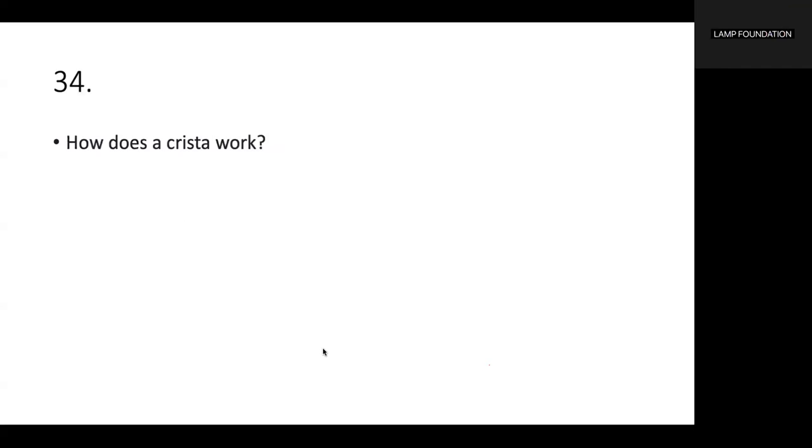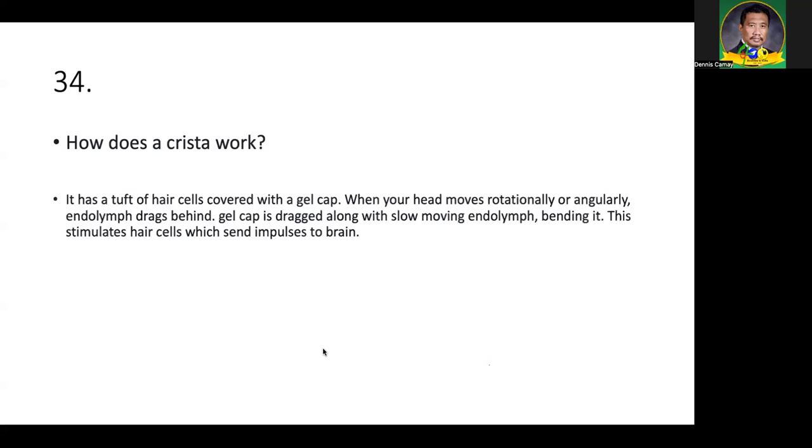It has a tuft of hair cells covered with a gel cap. When your head moves rotationally and angularly, the endolymph drags behind. The gel cap is dragged along with the slow-moving endolymph, bending it. It stimulates the hair cells, which send impulses to the brain.